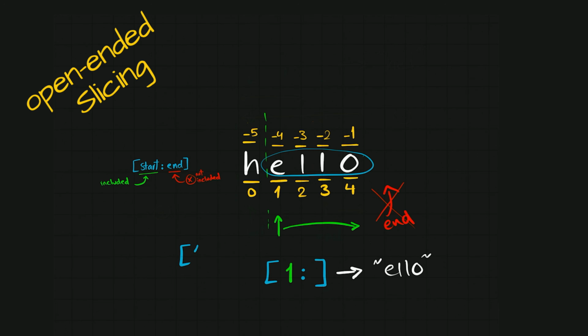If you say only 1 without the double points, do you remember what's going to happen? Python is going to extract only 1 character. You will get only an E. But if you use the double points, you are saying start with the E and get me everything until the end of the string.